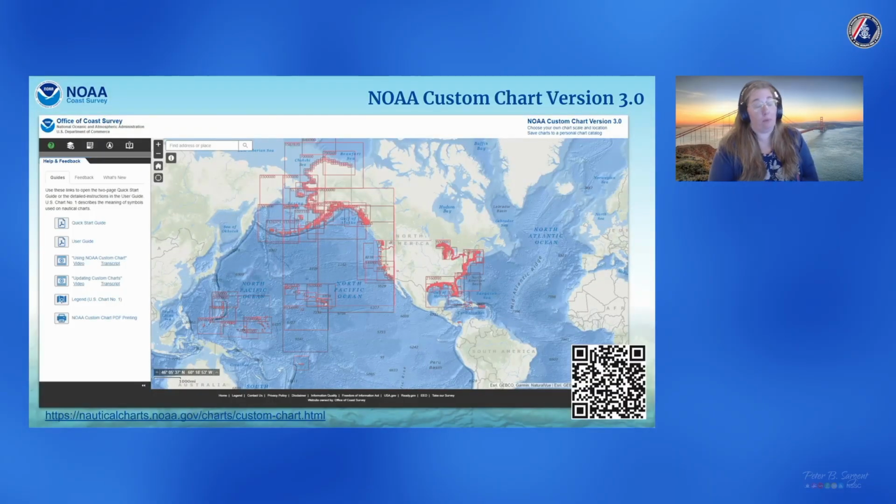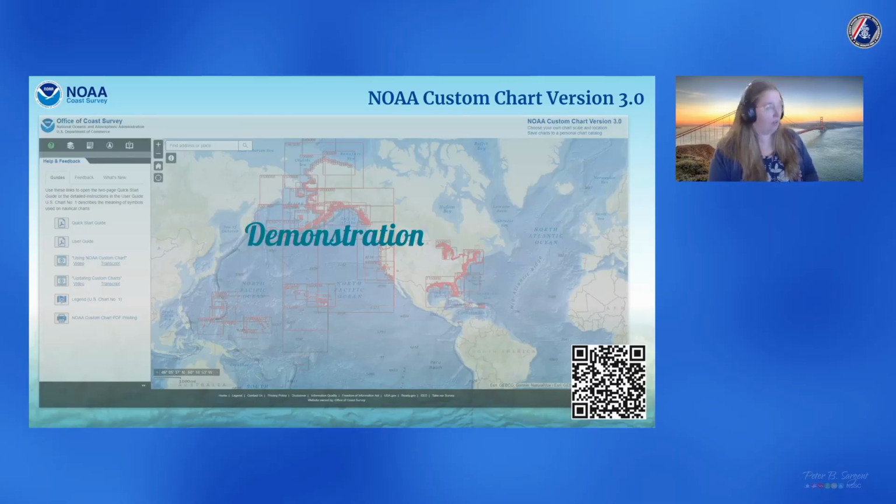So NOAA Custom Chart 3.0. In mid-July, we released NOAA Custom Chart version 3.0. And there were 2 major improvements to the application. One was the ability to place custom compass roses on the output charts. And the second is the ability to check your custom charts against an updates website that will let you know when you need to update the NOAA custom chart. So 2 very big enhancements. I have a QR code in the lower right-hand side if you want to follow along, but then I'm going to move on to a demonstration.